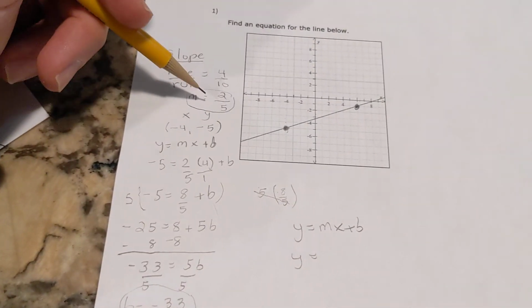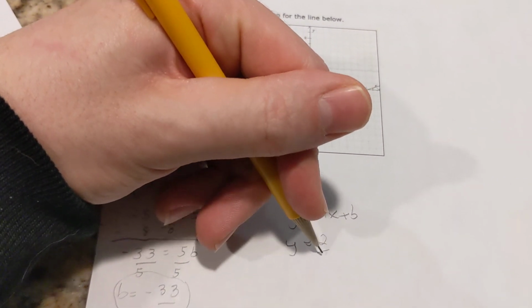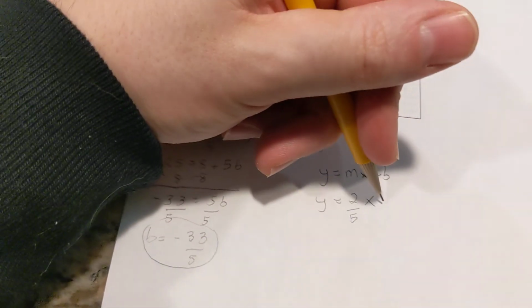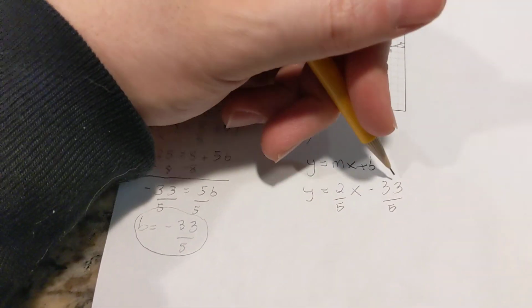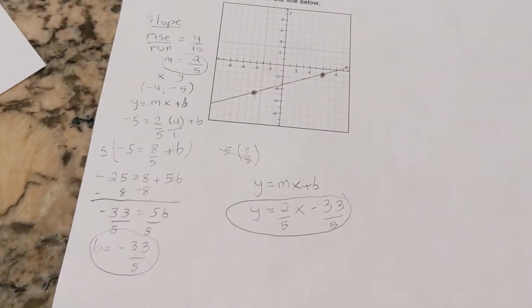All right, so we know that m is 2/5, so I'm going to go 2/5 x, and the intercept is -33/5. That's going to go in for b. Okay, and that's your answer for number 1. Okay, number 2.